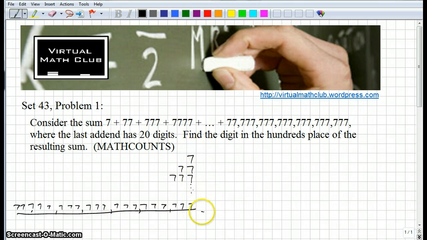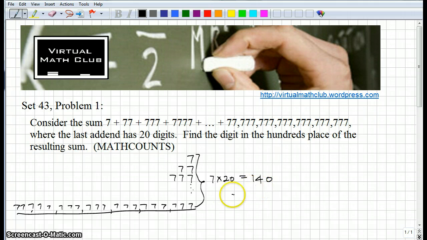Well, we would go to the ones place, right? And how many 7s do we have to add up to get the sum of the ones place? Well, we go from 1 up to 20, so we're going to have 20 7s in the ones place. So the ones place is going to be 7 times 20. And that's easy. That's 140, right?